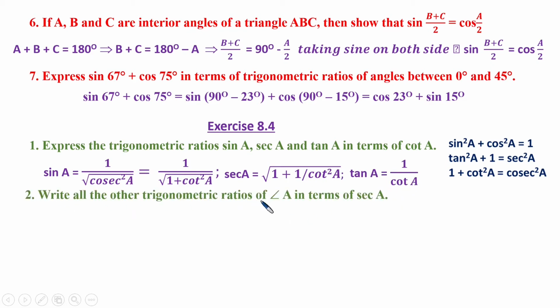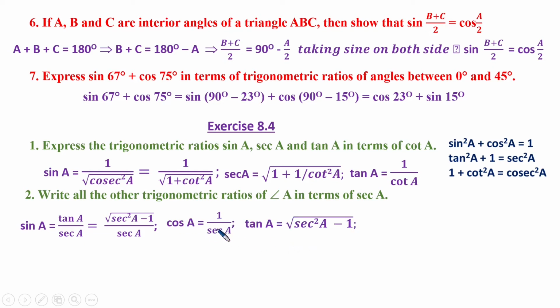Now, write all the trigonometric ratios of angle a in terms of sec a. This is a very similar question. So sin a in terms of sec a, this is in terms of sec a. Then cos a in terms of sec a: the inverse of cos is sec, or the inverse of sec is cos. Tan a again I have written like this.